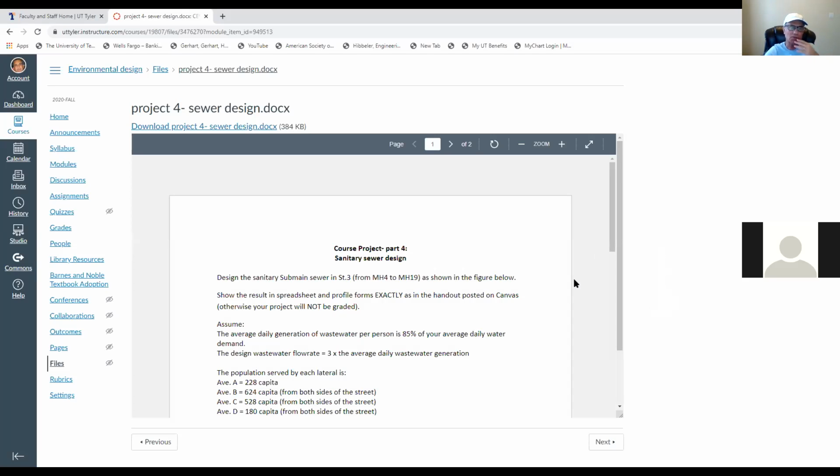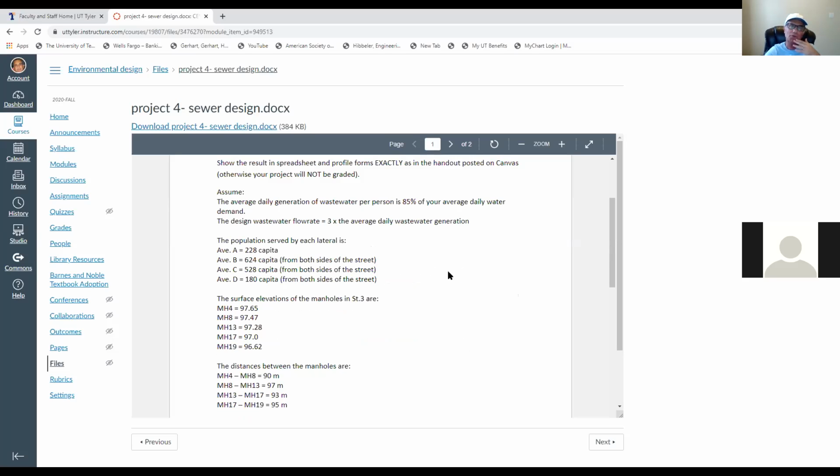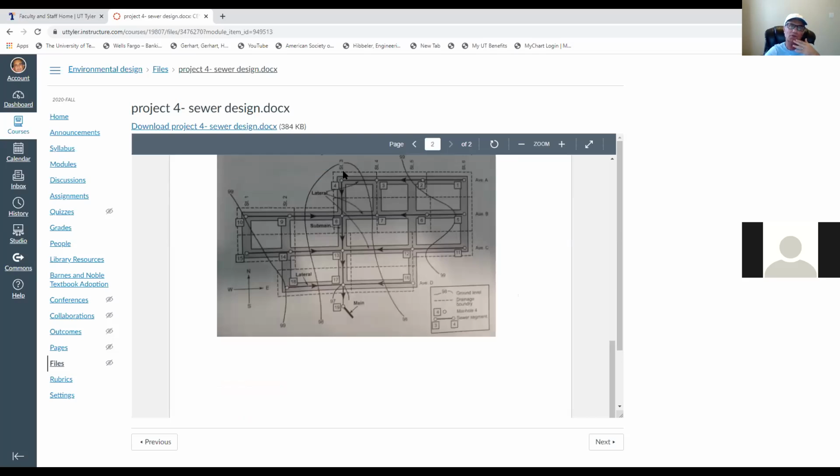Okay, guys, this is your project. You are trying to design the submain sewer at street number 3 from manhole 4 to manhole 19. This is it, this one here. You start from manhole 4, go to 8. This is the first segment. Then from 8 to 13, the second segment. And from 13 to 17. Then from 17 to 19, that's your last segment.